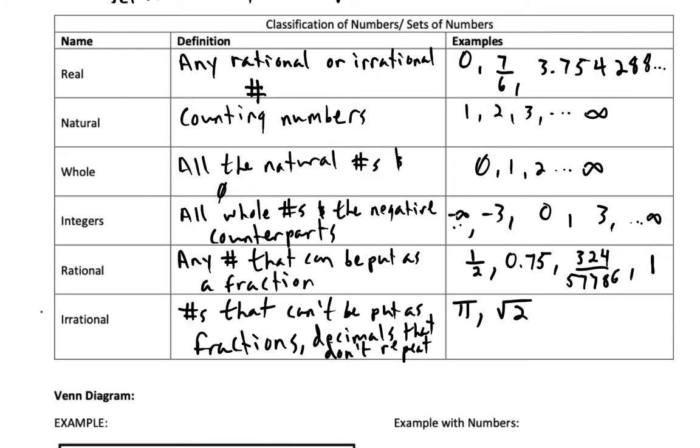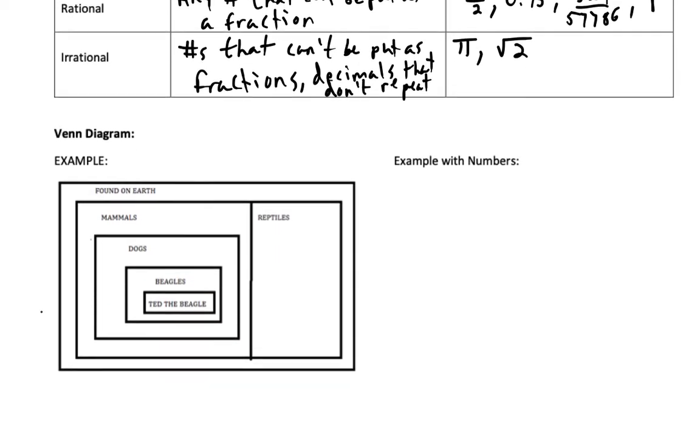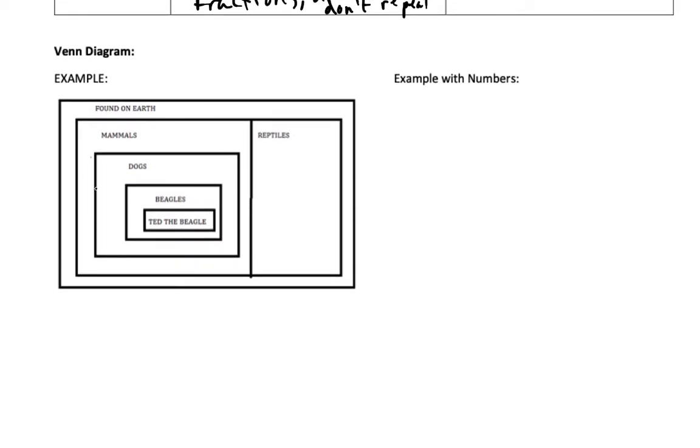Now these actually work a little bit like a Venn diagram or Russian nesting dolls, right? If we're thinking about this, we could start off with something small like Ted the Beagle. Ted the Beagle is a type of beagle, but not all beagles are Ted. All beagles are also dogs, but again, not all dogs are beagles. All dogs are mammals, but not all mammals are dogs. Reptiles are just their own whole different section, but all of these are found on Earth.